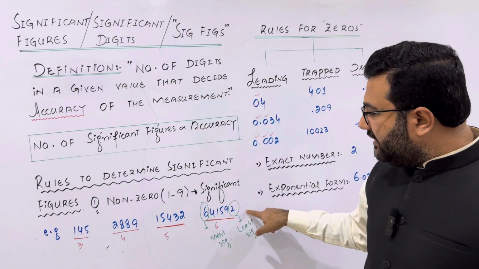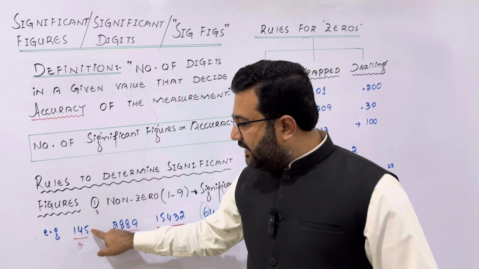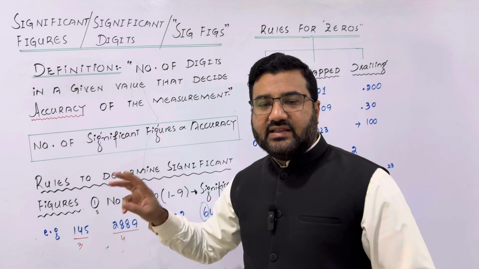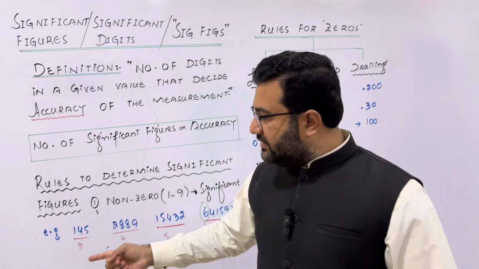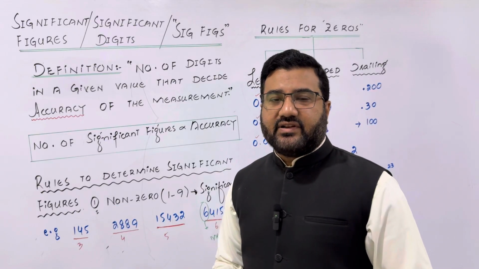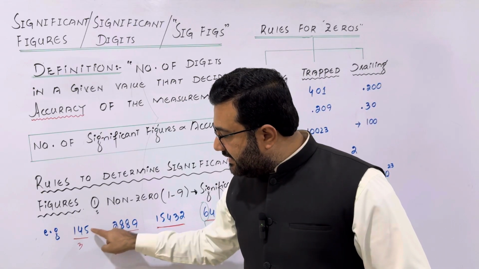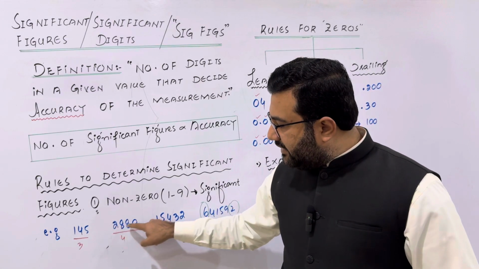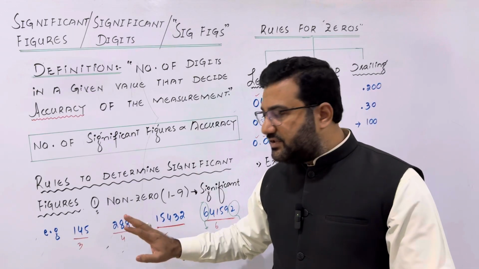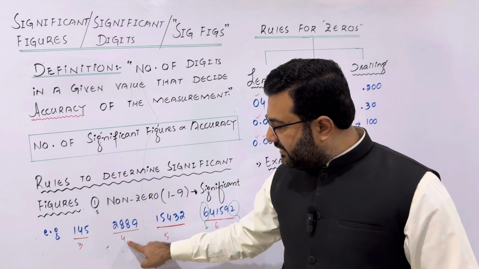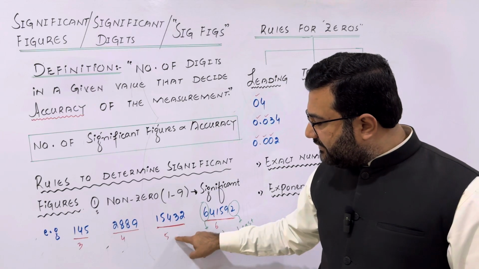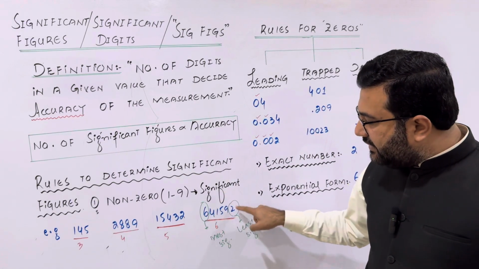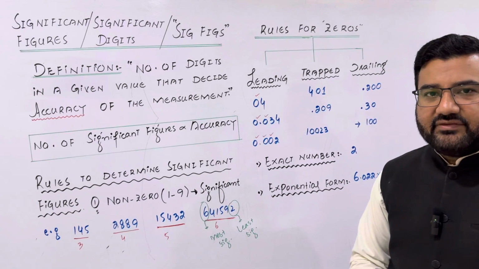The four examples are given in front of you. In this value, there are three non-zero numbers, 1, 4 and 5. These all three are non-zero numbers. So all of these will be considered as significant. So this value will be having three significant digits or three significant numbers. Similarly, this value is having four numbers and all are non-zero. So it will be having four significant figures. This one will be having five significant figures as all the numbers are non-zero numbers. And similarly, this value will be having six significant figures.